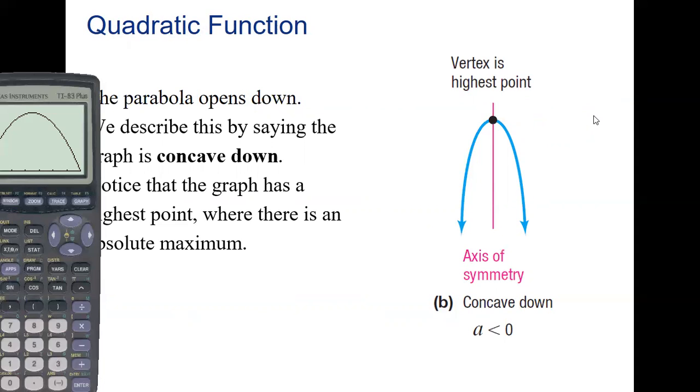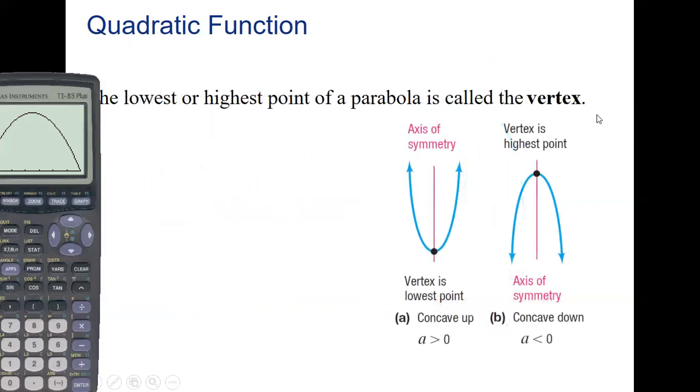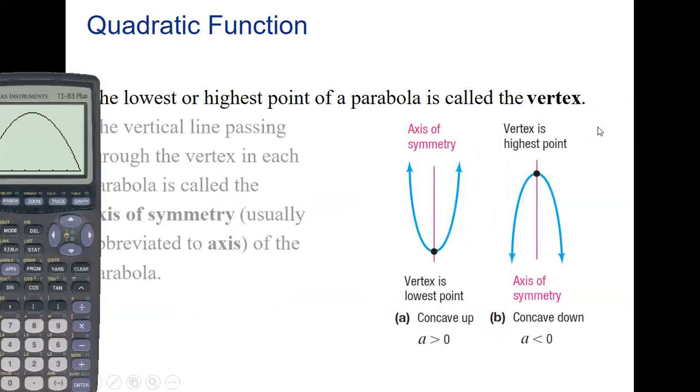Cool? Okay. So them side by side, these create your vertex, and your vertex is either going to be a maximum or a minimum. A minimum is your lowest point and it's concave up. A maximum is your highest point and it's going to be concave down.